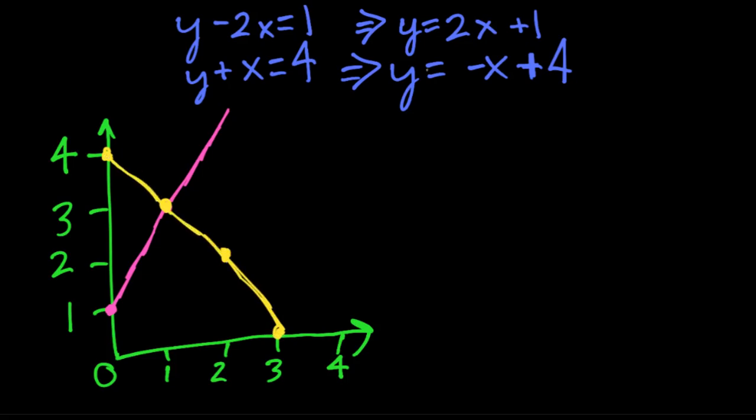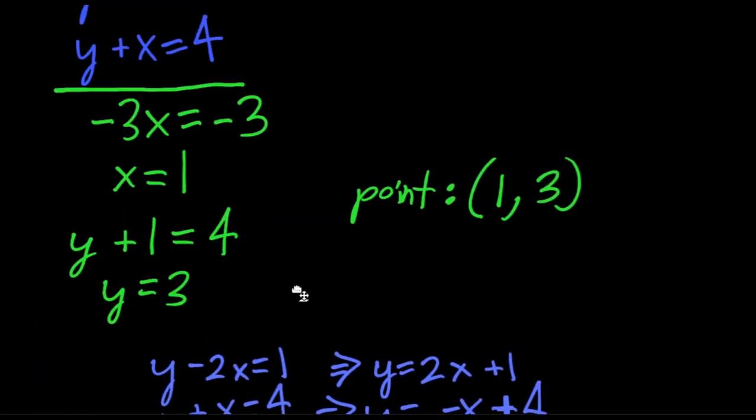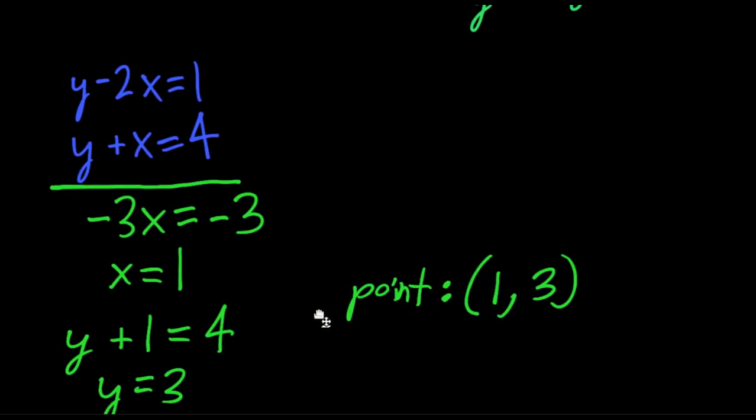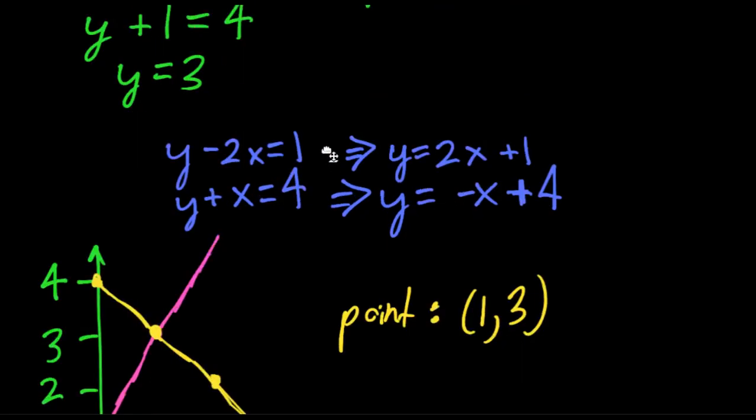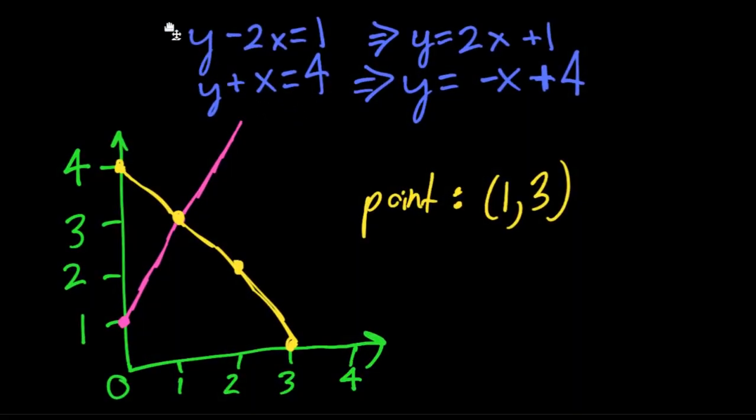Okay, so now we can see that the point of intersection here is 1, 3. And something interesting is that that's exactly what we got when we used simultaneous equations. So that's it. Now you know how to solve simultaneous equations using subtraction and substitution.